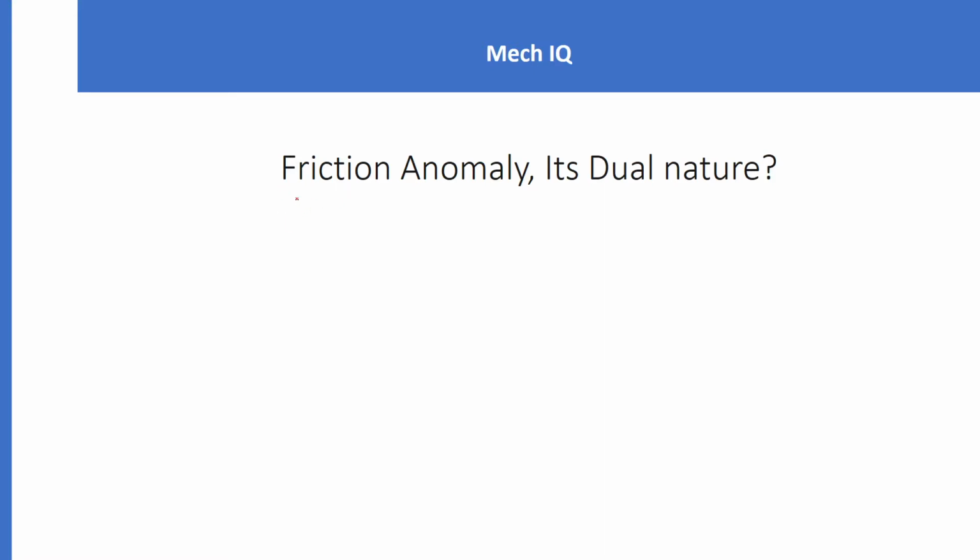Yes, guys, today's topic is friction anomaly. What is friction anomaly? Generally, it's a misconception that friction is always bad, I mean, a negative work or negative outcome, but it has a dual nature. That is, it exhibits positive and negative output. Let us see how it is actually positive and how it is actually negative.